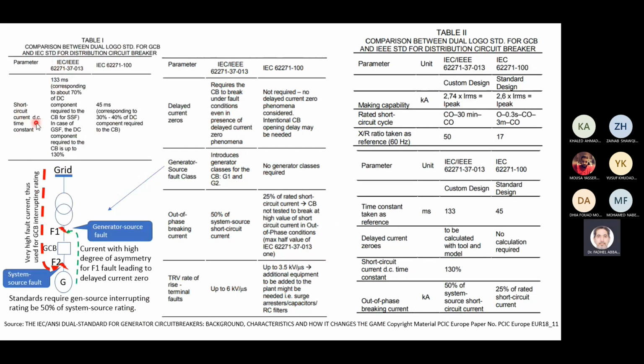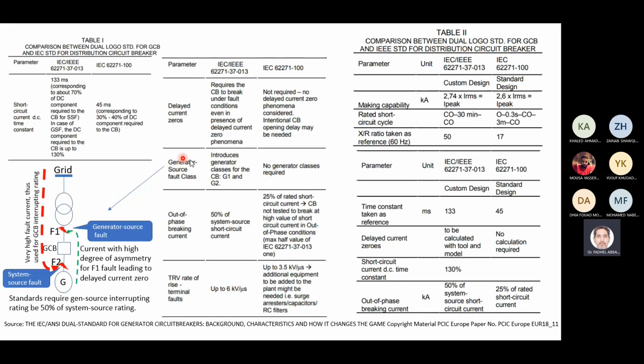So the short circuit DC time constant for generators is 133 milliseconds, but for distribution circuit breakers, it is 45 milliseconds. And now, generator circuit breakers are designed to handle a delayed current zero, and it's required, while for distribution circuit breakers there is no specification for breaker capability to handle delayed current zero.